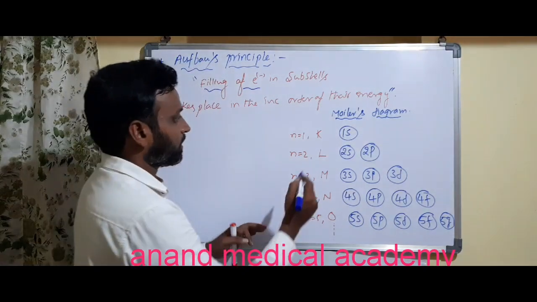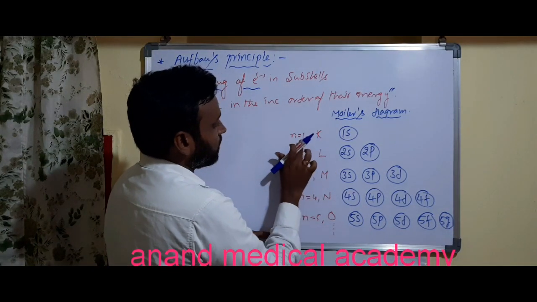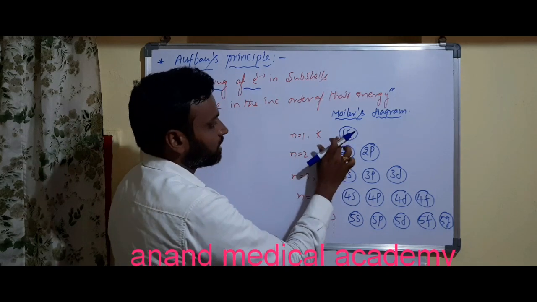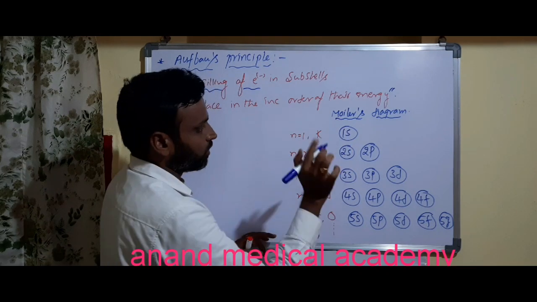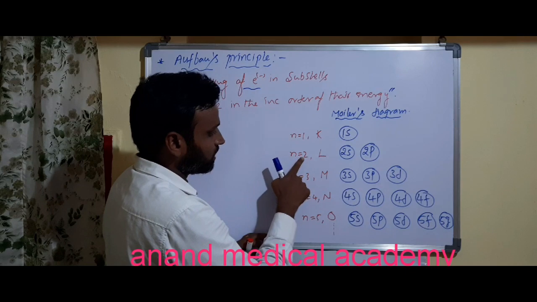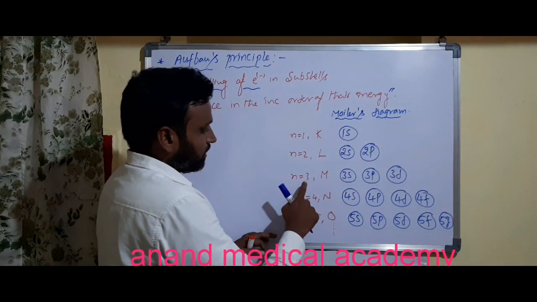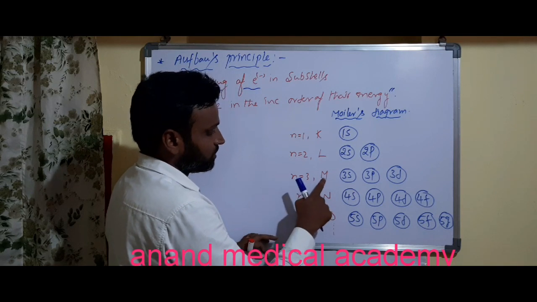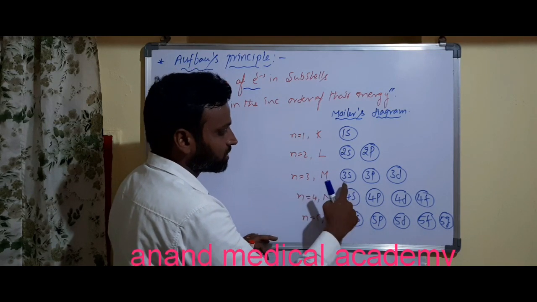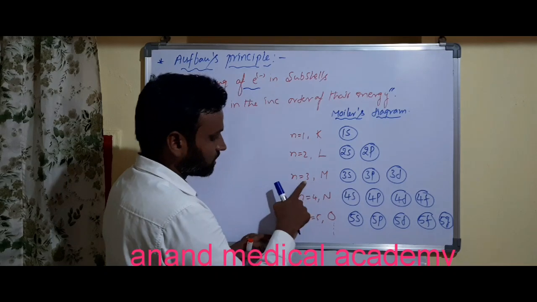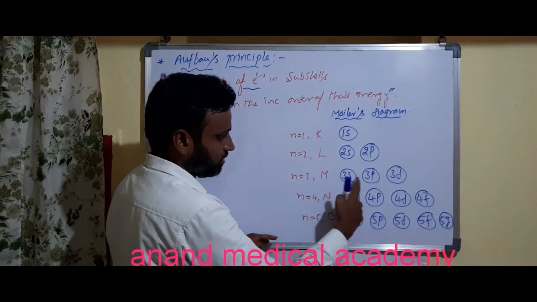So now let's see. K shell means what is the N value? 1. So how many subshells are present? 1S. Only one subshell is present. What is the value here? 2. 1, 2: two subshells are present. N equals 3, M shell. So M shell has how many subshells? 3S, 3P, 3D. What is the value here? 3. Now count: 1, 2, 3.